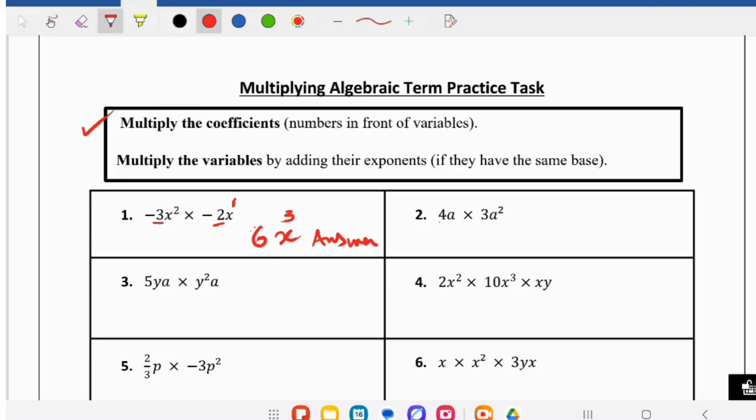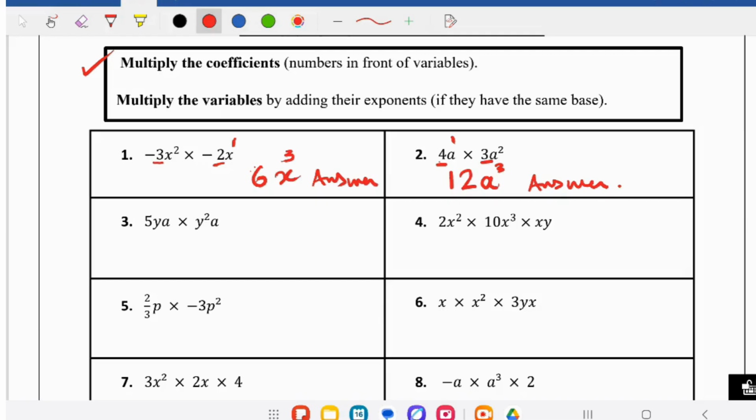Over here, 4 and 3 are the coefficients. Rule number 1, so we multiply them first, which is 12. Then a and a square. Over here, there is an invisible 1. So 2 plus 1 is 3. I will add the powers. So 12a cube. Answer.